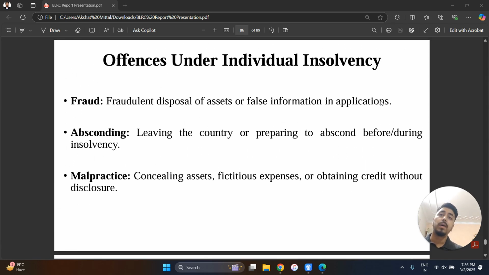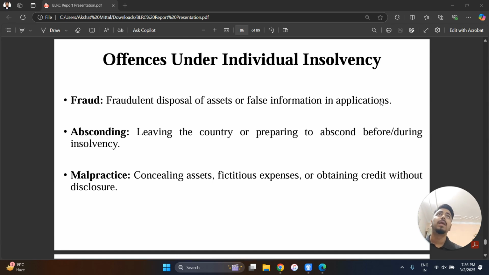And also one more part when we come to IBC. In IBC, when we go under the liquidation proceedings, there are provisions for assessing fraud, malpractices, and other preferential transactions, which can be identified by the insolvency resolution professional and put forth before the NCLT.